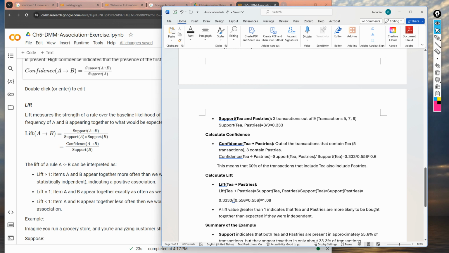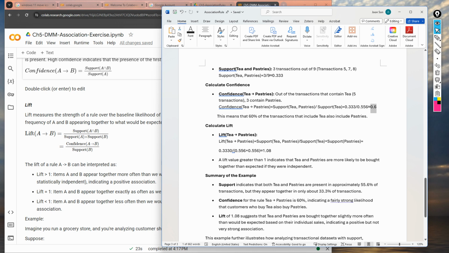This means 60% of the transactions that include tea also include pastries. Given tea, the support of tea is the denominator. So this confidence means 60% of transactions that include tea also include the pastry. Including tea, this is basically the support of the antecedent, and the 0.6 is your value for the confidence.